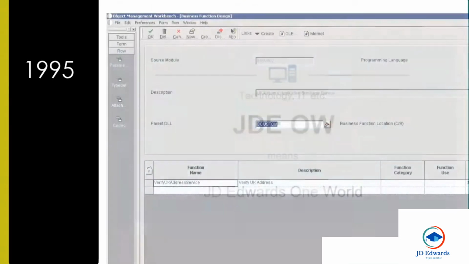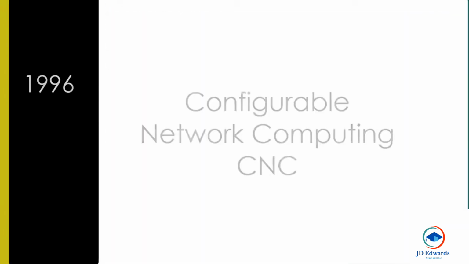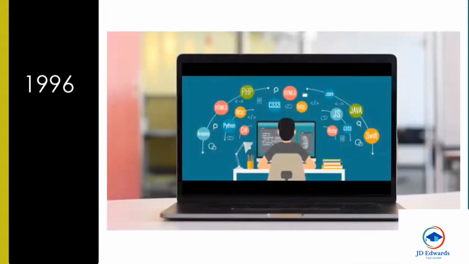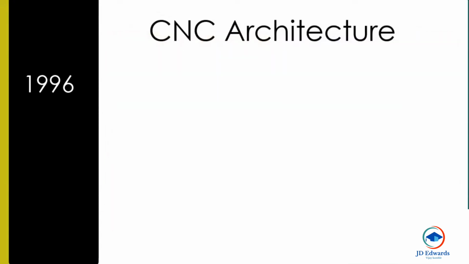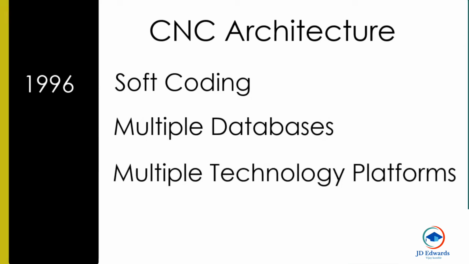They introduced the graphical user interface and distributed computing client-server solution, along with the June 1996 introduction of Configurable Network Computing, or CNC, and are now able to provide the preferred solution across multiple different technologies. The CNC architecture goes one step further in providing the advantages of a soft-coded solution, as now JD Edwards can support multiple databases and multiple technology platforms.